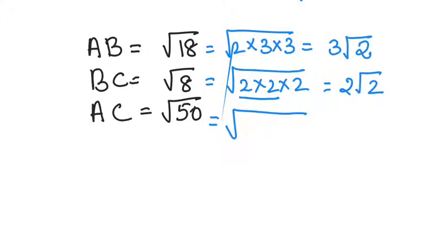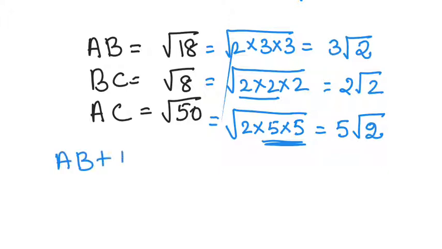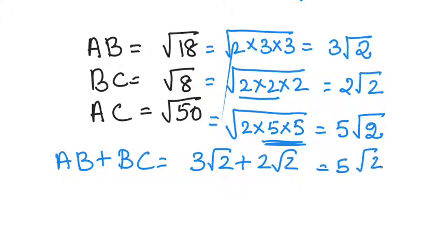And root 50 can be written as 2 into 5 into 5. Since 5 also appears twice, we can take 5 out. So 5 root 2. Now we can add AB plus BC, which is 3 root 2 plus 2 root 2, equal to 5 root 2, which is the distance between A and C. So we can tell that the points A, B and C all lie on the same line, since we found that AC is equal to AB plus BC.